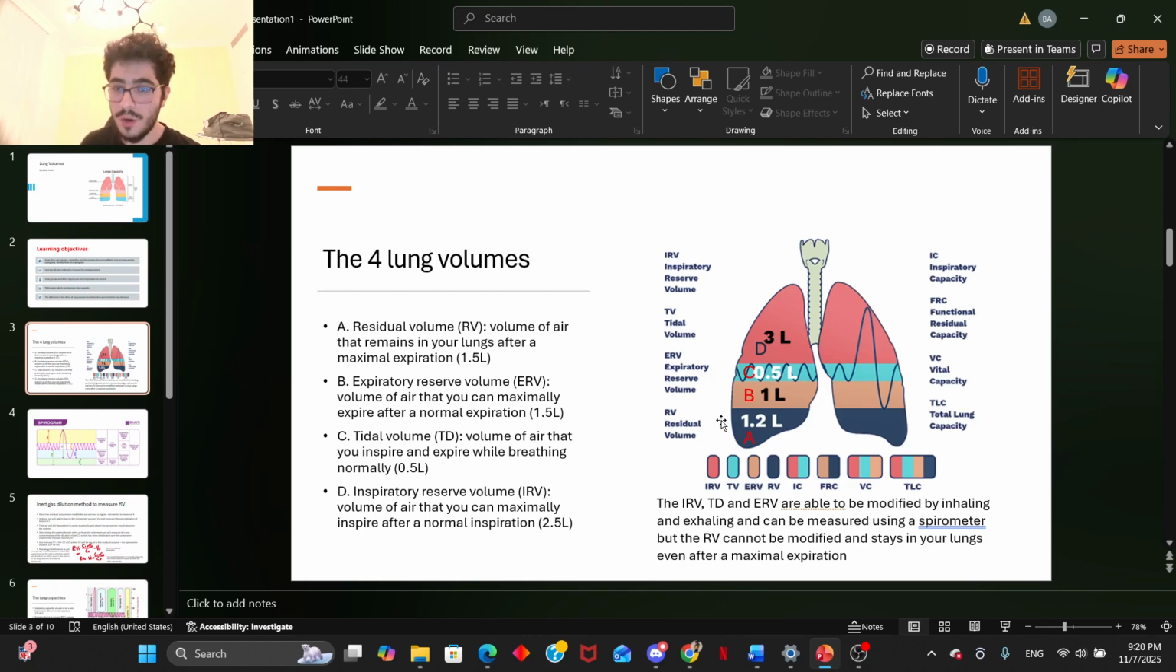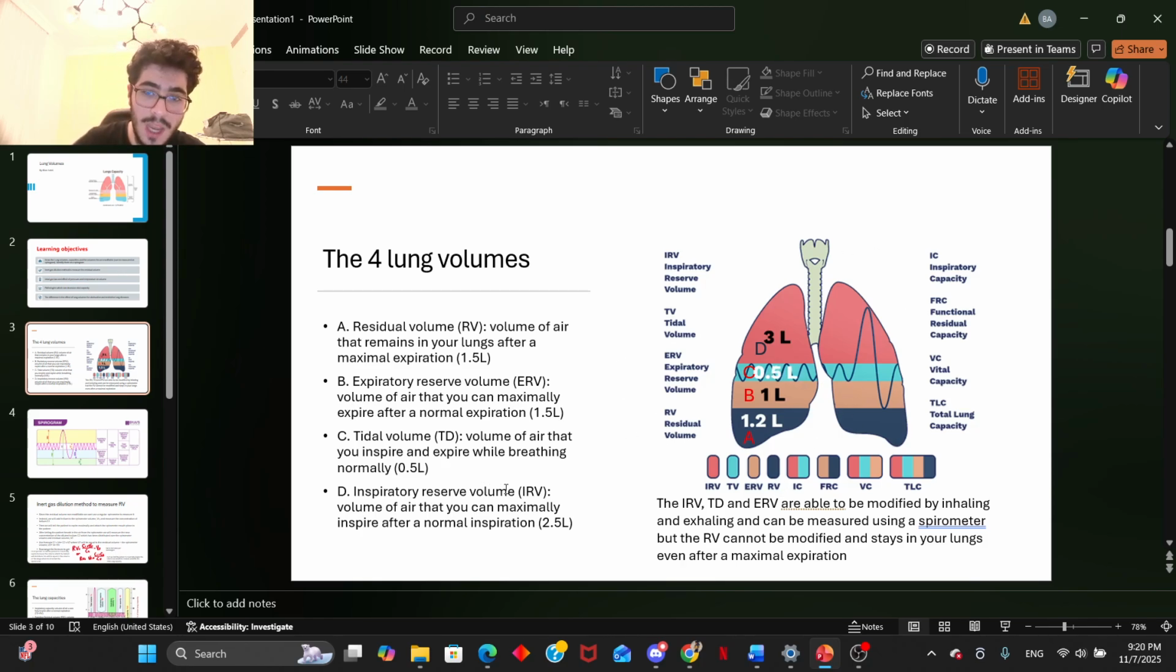Okay, and then we have the tidal volume. The tidal volume is the volume of air that you inspire and expire when you're breathing normally. So this is just normal breathing, and it's about 0.5 liters. You inspire and expire 0.5 liters when you're breathing normally.